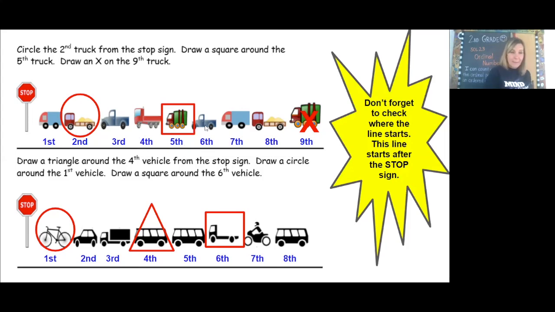All right, for the bottom, it says draw a triangle around the 4th vehicle from the stop sign. I have a triangle. Draw a circle around the 1st vehicle. I have a circle around the bicycle. Draw a square around the 6th vehicle. And I have a square around the truck.